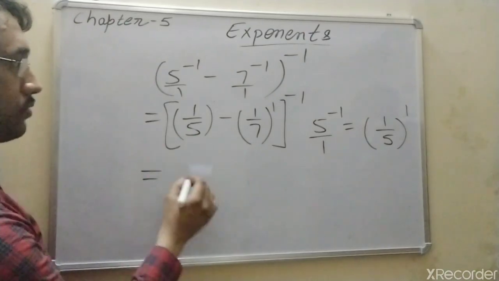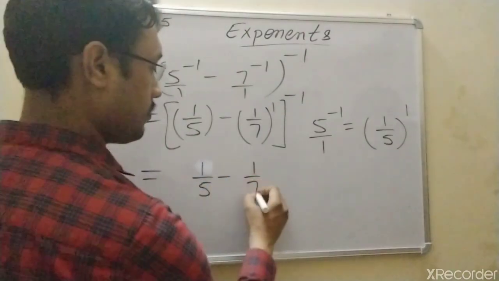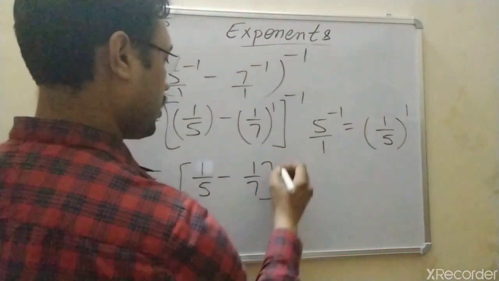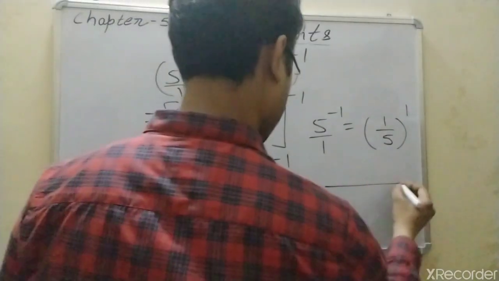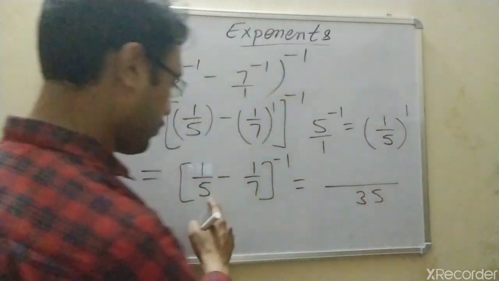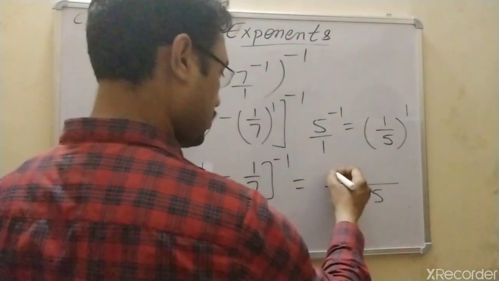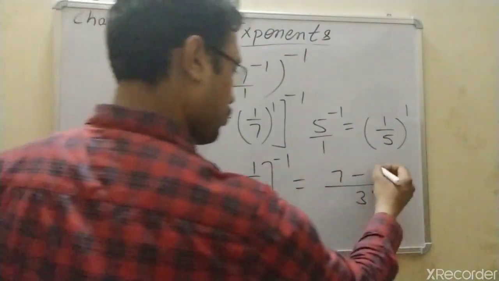Now the number is what? It is 1 by 5 minus 1 by 7, and the power is minus 1. So this you simplify first. LCM you will take 35 of denominators 5 and 7. 5 into 7 is 35, then 7 into 1. This I have explained. 7 into 5 is 35 and 5 into 1 is 5.